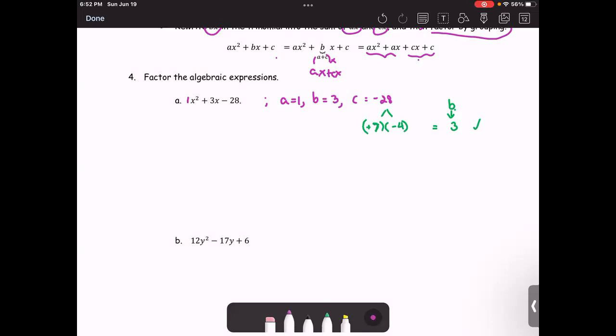Now we bring it back to the problem. This becomes the quantity x as the first term, x plus 7 times x minus 4. And we are done factoring this expression in part A.